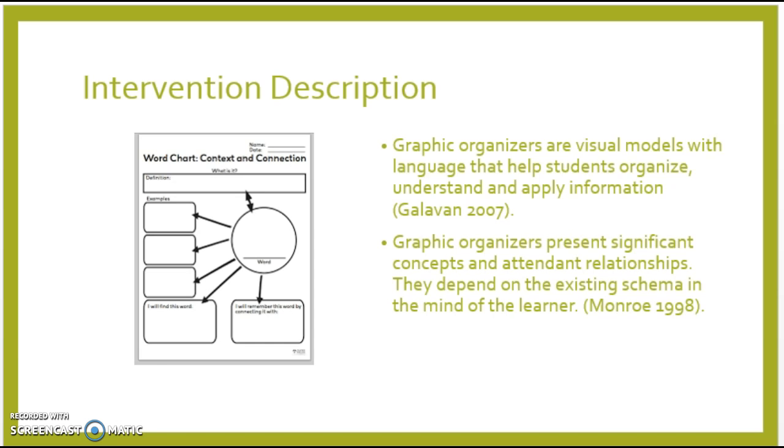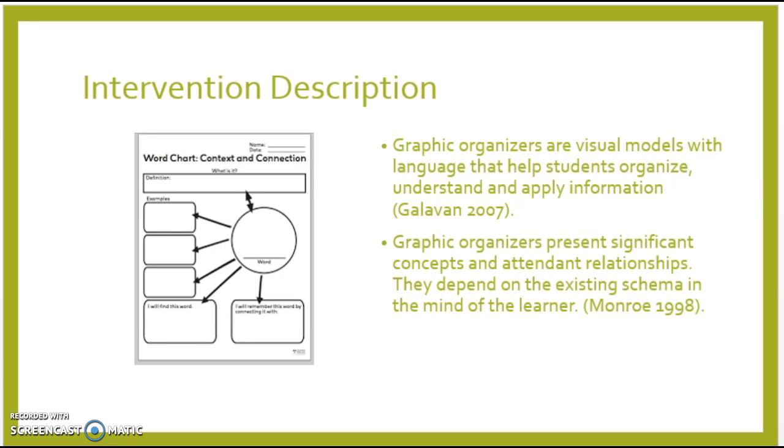Graphic organizers are visual models with language that help students organize, understand, and apply information. Vocabulary organizers should include examples, important attributes, the class or category of the concept, and a comparison of the concept to others within the same category. The graphic organizers present significant concepts and attain relationships between other concepts.